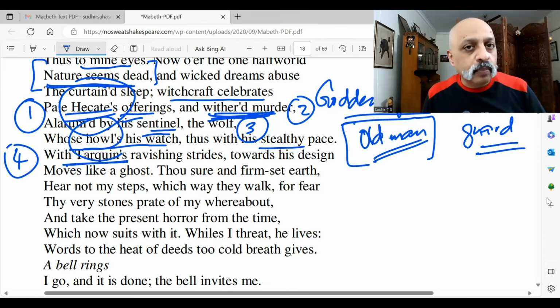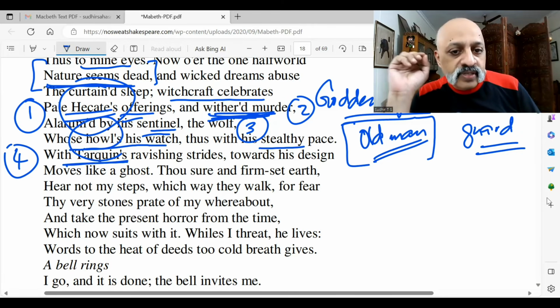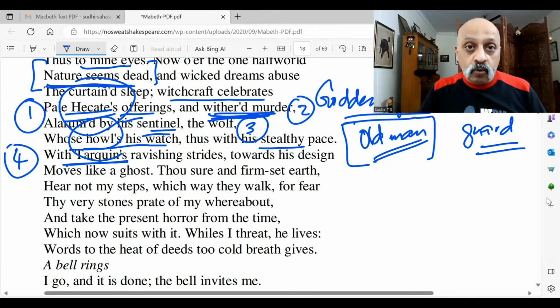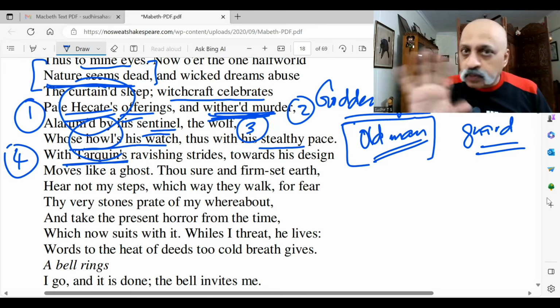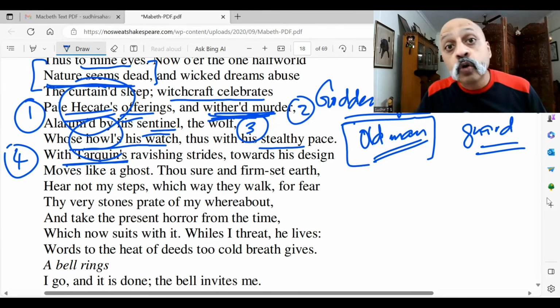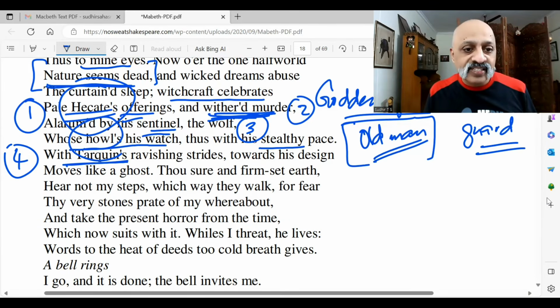तो इन चारों के बारे में आपको जानना जरूरी है. Hecate, withered murder, old man murder, the wolf, and Tarquin. Then he says, "Thou sure and firm set earth, hear not my steps." And now he's speaking to the ground. So you realize that Macbeth is, because a normal person will not do such things. He is speaking to the ground and he's saying that meri awaaz ko mat suno, hear not my steps, do not hear my steps, which way they walk.